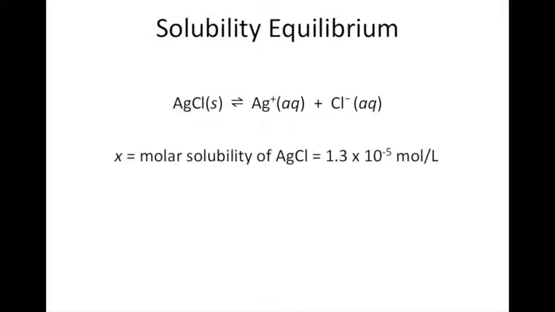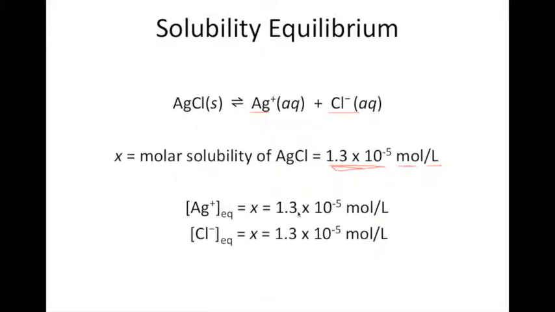So what that tells us is that x is the molar solubility. So for silver chloride, we can dissolve 1.3 times 10 to the minus 5 moles of silver chloride in 1 liter before we have a saturated solution. Now we can also use that to calculate the equilibrium concentrations of silver and chloride. Since those are x, our equilibrium concentration of silver would be 1.3 times 10 to the minus 5, and our concentration of chloride at equilibrium would also be 1.3 times 10 to the minus 5 molar.